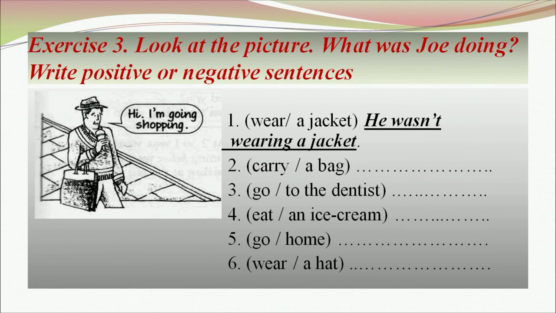Exercise 3. Look at the picture. What was he doing? Write a positive or negative sentence. For example, he wasn't wearing a jacket. You should do the third exercise on your own. You should, of course, make positive or negative sentences. I hope you can solve it.